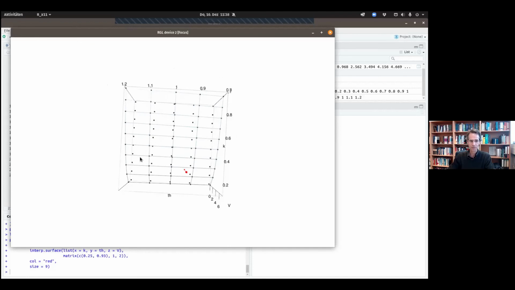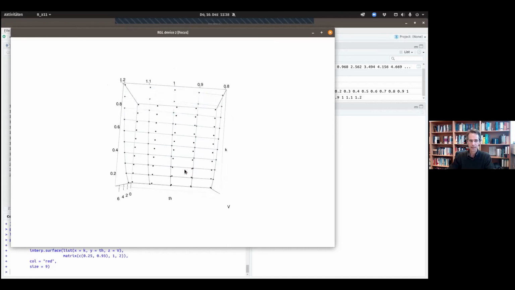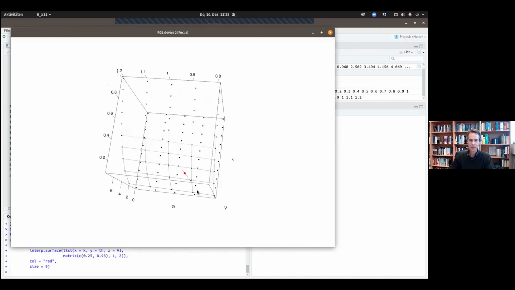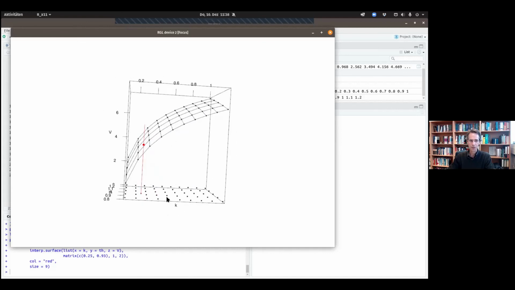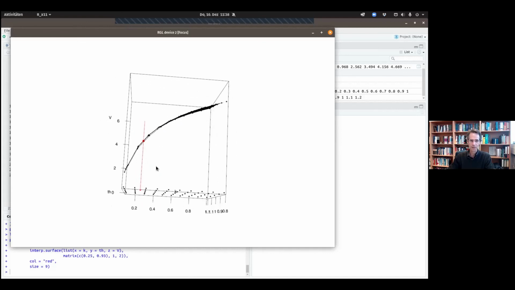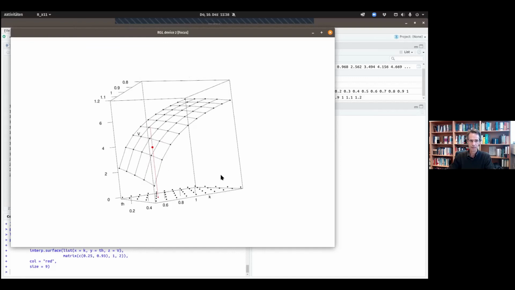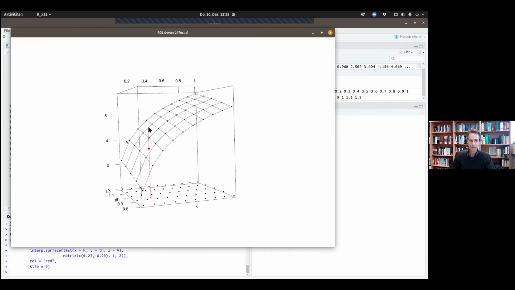So if you look from the top, you will find that the red point is in this rectangle here. And then you can just do linear interpolation in both dimensions, and you add up with the red point, which is exactly on the value function here. Okay, so this is bilinear interpolation.